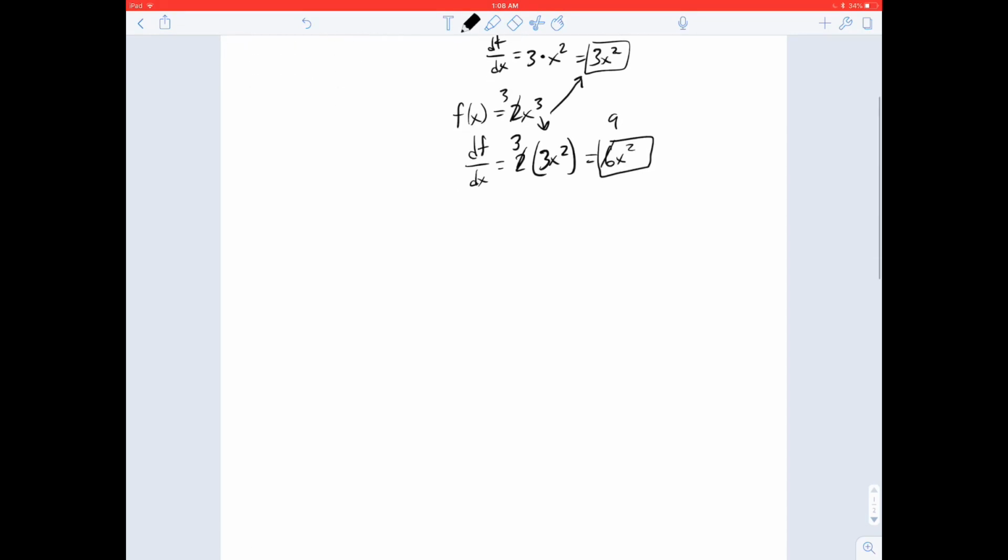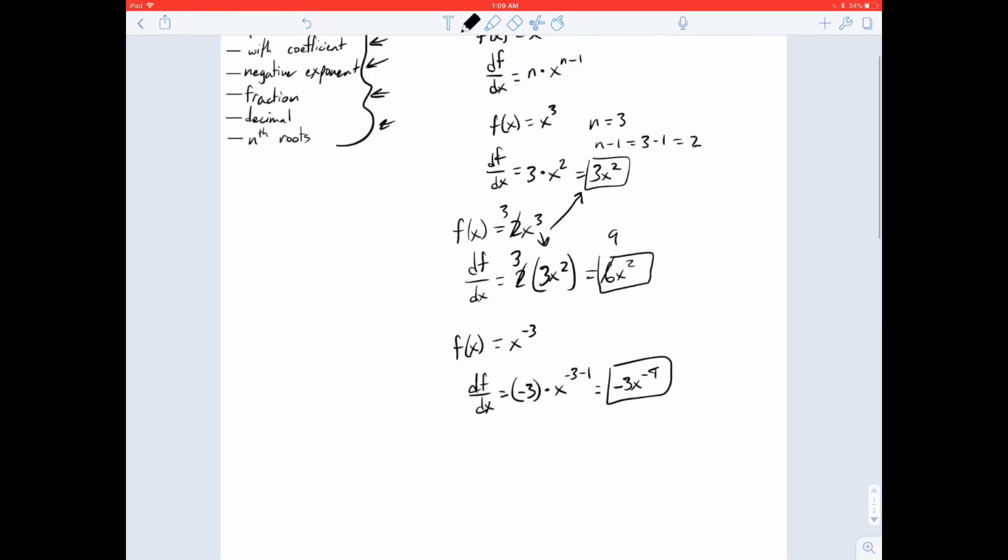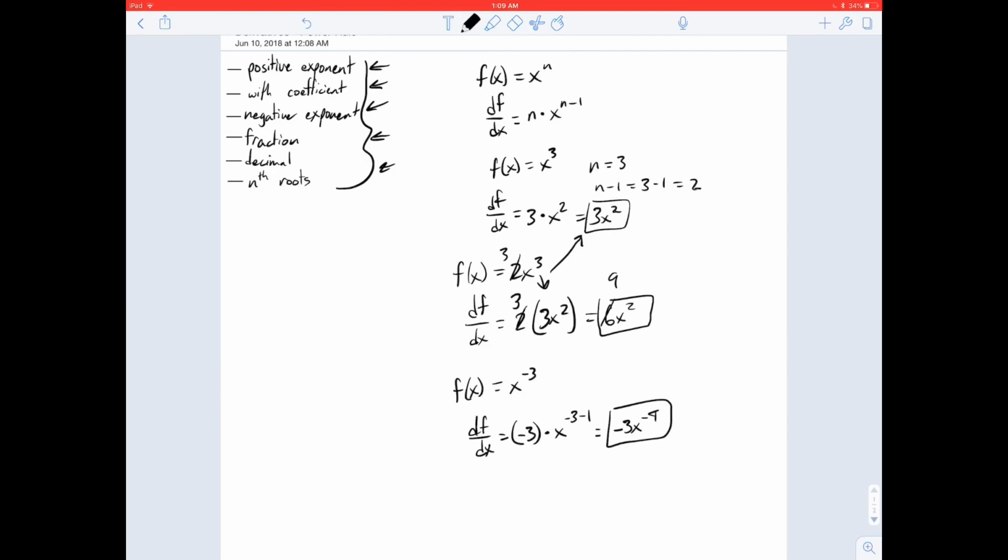Negative is exactly the same. So let's try with a negative one. So we have f of x is equal to x to the negative 3. Okay? So the same thing. We have the derivative of f with respect to x, and that's going to be n, which is negative 3, times our base, that's x, and then negative 3 minus 1, right? So it's going to be negative 3x to the negative 4, right? There we go. That's it. So that is the negative exponent. Now we're going to try it with a fraction.